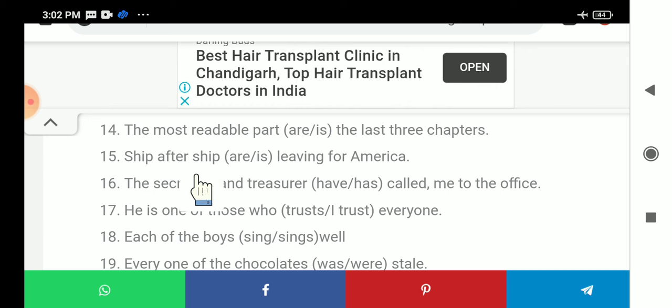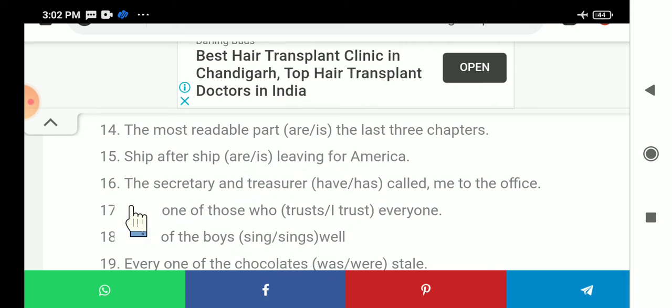Ship after ship are leaving for America. So ship after ship. How many ships? Two, in the sense of a plural subject. So should is or are be used here? Then "are" is the most suitable answer. Are leaving for America. The phrase "after" is also used here. When "after" is taken in front of the verb, then a plural verb should be added according to the rules we have discussed in the previous video.